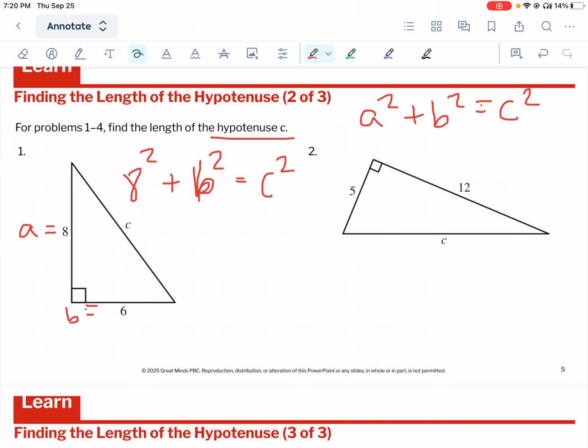So did I write b? This is a 6. Then we solve. So we're just going to break down these squared values here and solve for those. I know that 8 times 8 is 64.